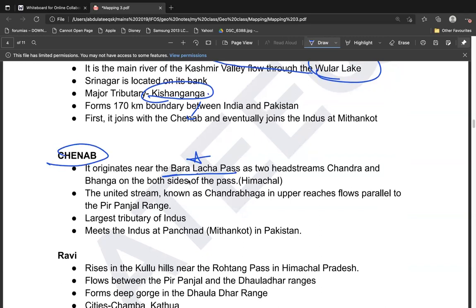Okay, so that's it. Then Chenab River, this is a very important point. It originates near Baralacha Pass. It has actually two rivers, Chandra and the Bhaga. These two rivers mix and form Chandra Bhaga. Okay, so that is here. It is nothing but the Baralacha Pass has two headstreams, Chandra and the Bhaga, on both sides of the pass. Then finally, it becomes the Chenab River.